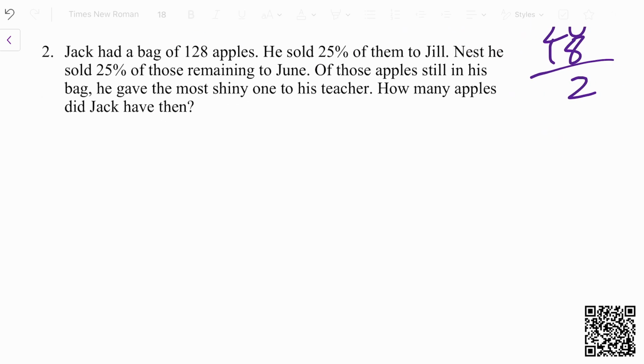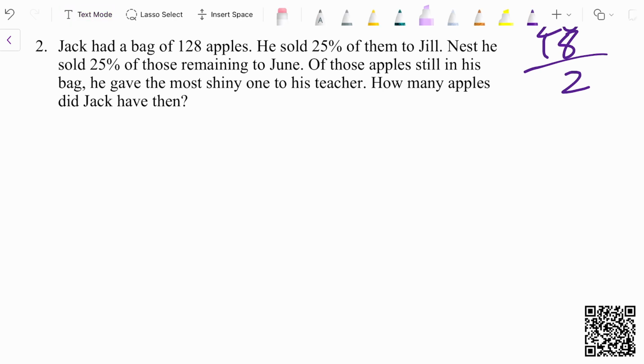Moving on to problem number 2. Jack had a bag of 128 apples. He sold 25% of them to Jill. Next, he sold 25% of those remaining to June. Of those apples still in his bag, he gave the most shiny one to his teacher. How many apples did Jack have then?